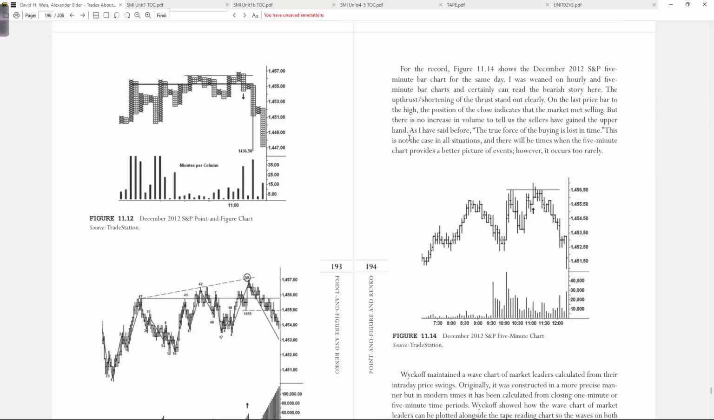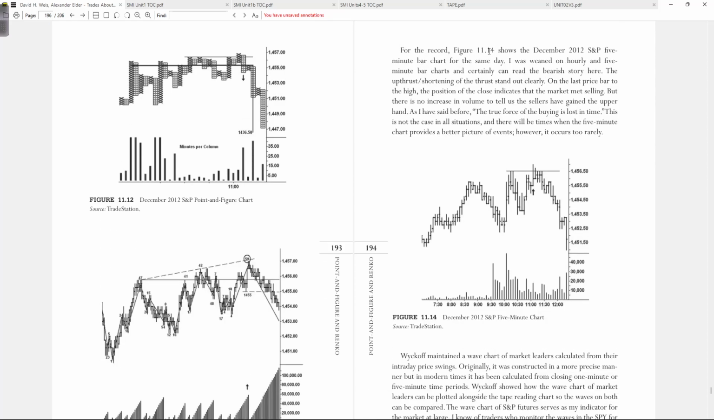For the record, figure 11.14 shows the December 2012 S&P 5-minute bar chart for the same day. I was weaned on hourly and 5-minute bar charts and certainly can read the bearish story here. The upthrust and shortening of the thrust stand out clearly. On the last price bar to the high, the position of the close indicates that the market met selling. But there is no increase in volume to tell us the sellers have gained the upper hand.